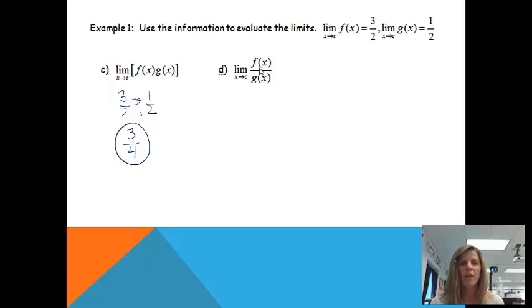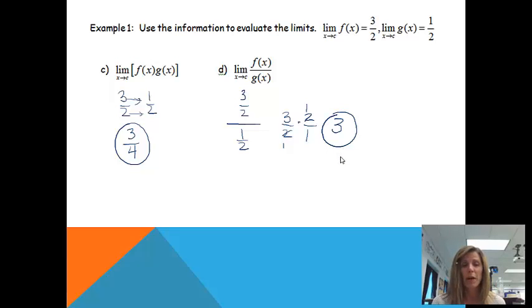Okay, and then the last one, we have f of x divided by g of x. So the limit of f of x is equal to 3/2, and then we're going to divide it by the limit of g, which is 1/2. And then please just remember, if I'm dividing by a fraction, it's really the same thing as multiplying by the reciprocal. And I could multiply straight across here, but I'm actually going to cancel my 2's. Cross cancel there. So 3 times 1 is 3, 1 times 1 is 1. So my limit is 3. So now you should be able to use properties to find limits of functions.